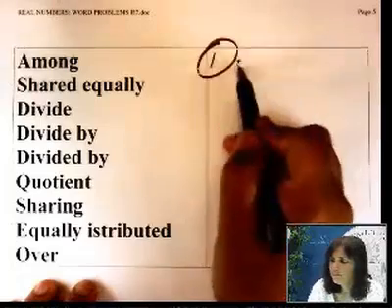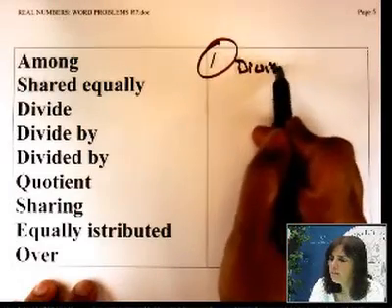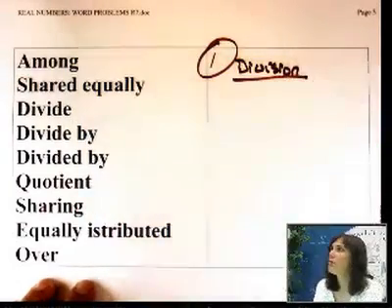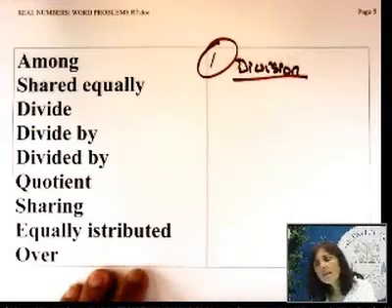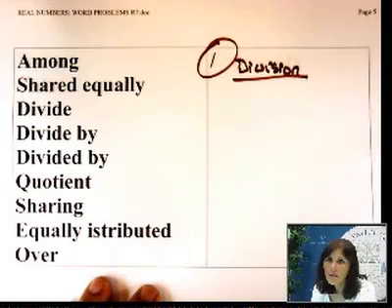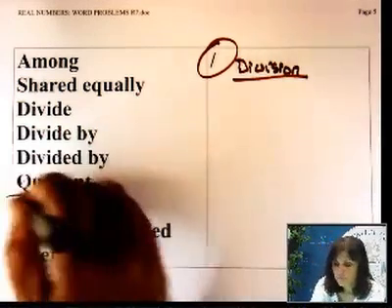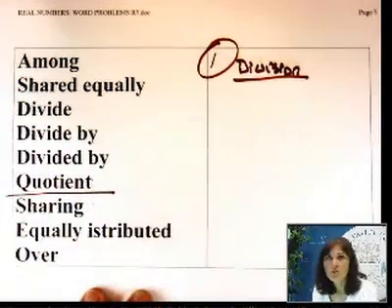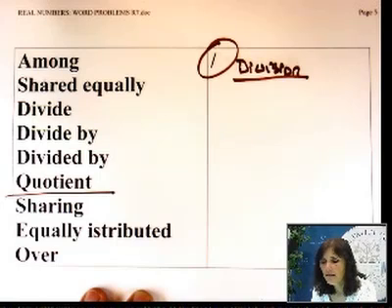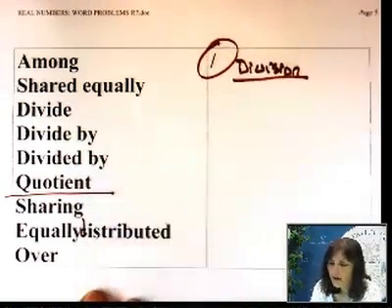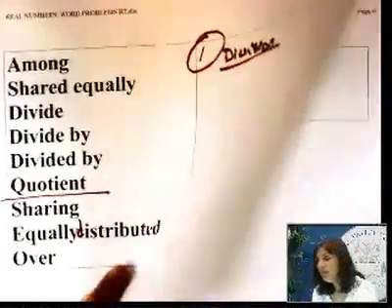Division. Division can be implied in a little bit more obscure way. Among, something among, shared equally, that means you're supposed to divide at some point. Divide, divide by, divided by, quotient. Somebody talks about sharing something, that may imply division. Equally distributed. 2 over 3, 2 divided by 3.